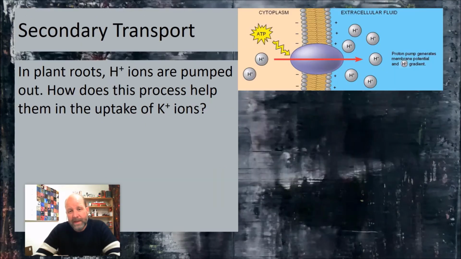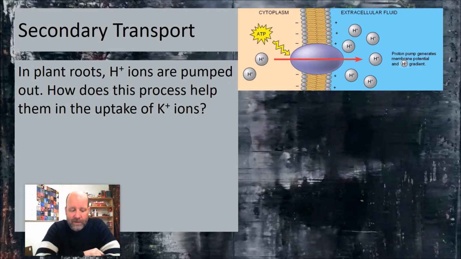Now, this is a thing that AP asks about a lot. They give you a lot of different examples, so I can't give you every example. There's just too many of them. But I can give you an idea of how this works. It's secondary transport. So it's a way that we move a variety of things by only pumping one thing.